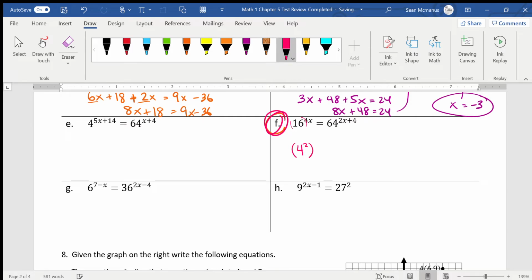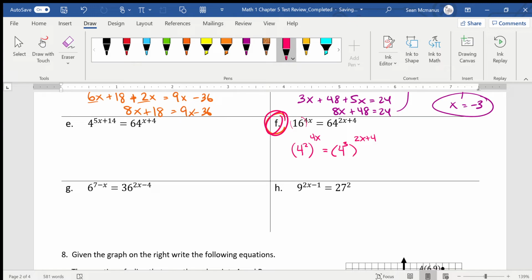There's 16. So that's 16 to the 4x. And 64, I'm going to write as 4. 4 times 4 is 16. Times another 4 is 64. So that's 3 4s. So there's 64 right there. 4 to the third power. So that's 64 to the 2x plus 4. So now we're getting somewhere because we have the same base.